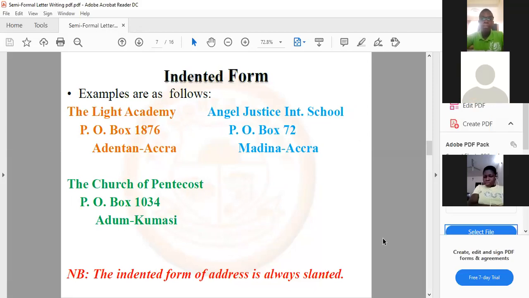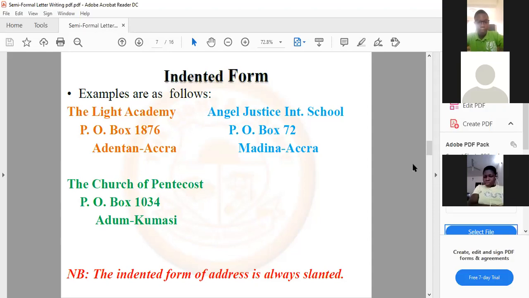No, they are not. They are not straight. Okay, they are slanted. They are slanted like that. So that is it for the block. So know the difference, and you can choose the one that you want to use. For me, I prefer the block one, but maybe you would like to use the indented one. No problem. The only thing is make sure you are writing the address very well. So I have no problem whether you are using the indented or the block. Okay.